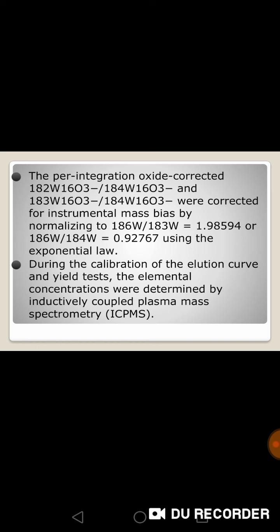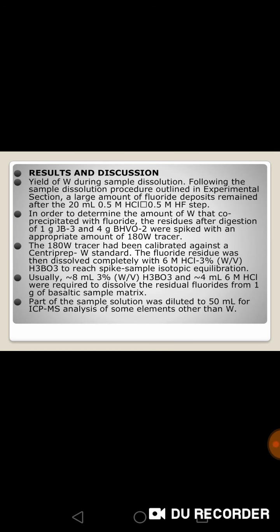So here is the overall scenario, and we get the final results, that are about 0.9276 using the exponential law. And during the calculation of the dilution curve and yield test, the elemental concentrations were determined by inductively coupled plasma mass spectrometry. So as the name implies, we use here the inductively coupled plasma mass spectrometry. Sorry about that. And here we get the final results and discussion.